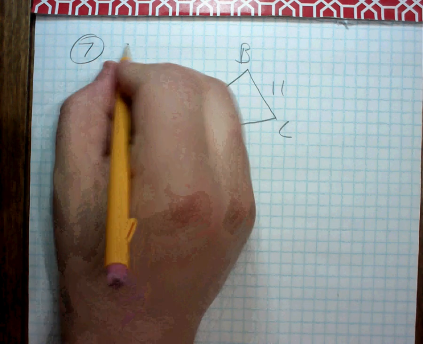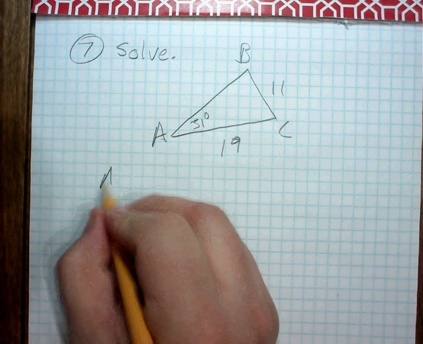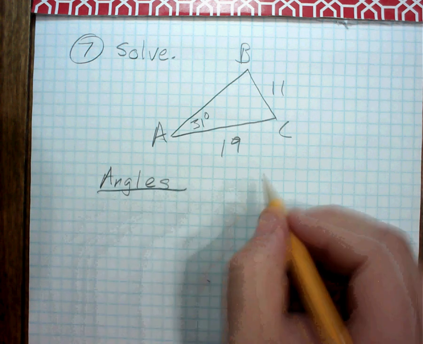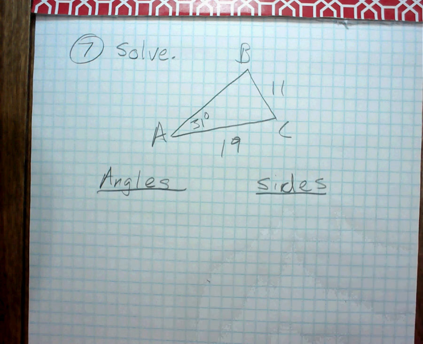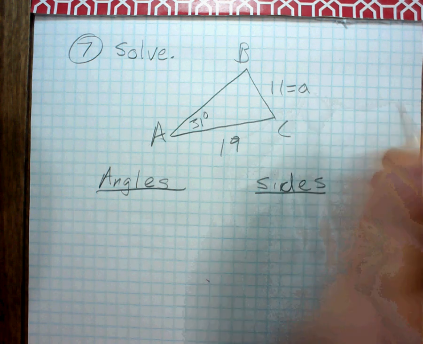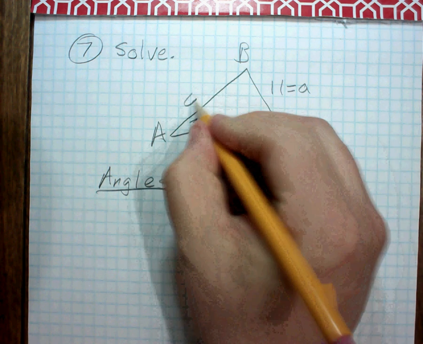Alright, so for this one we're asked to solve the triangle. So I'm going to find all of the angles and then all of the sides. Lowercase a is across from the angle capital A, lowercase b is across from the angle capital B, and then this will just be C, and we have no idea what C is.